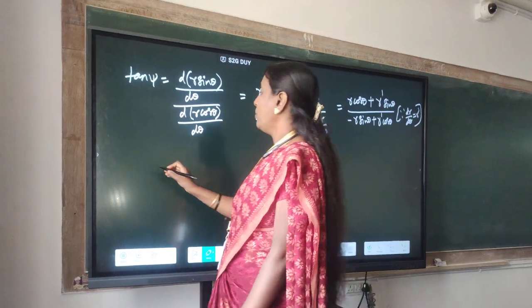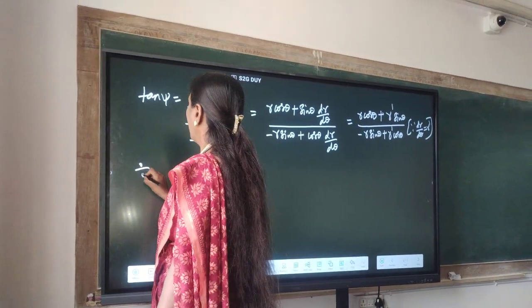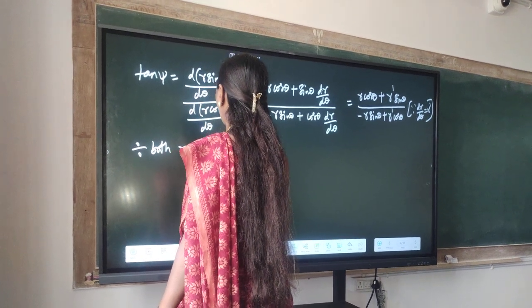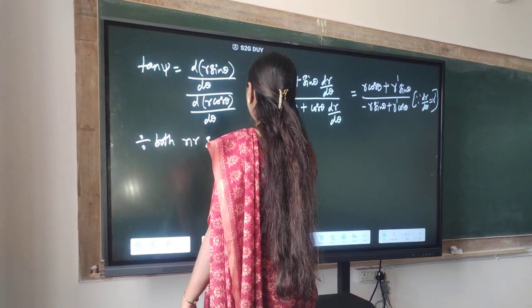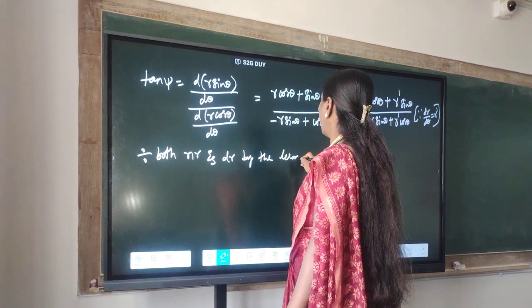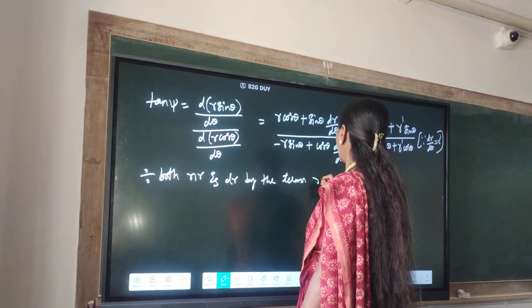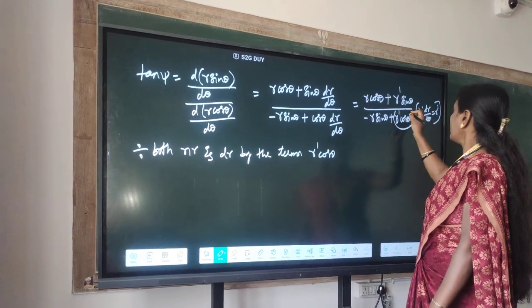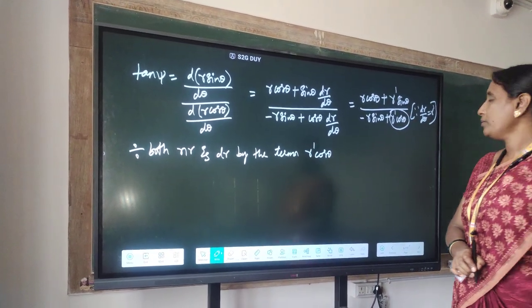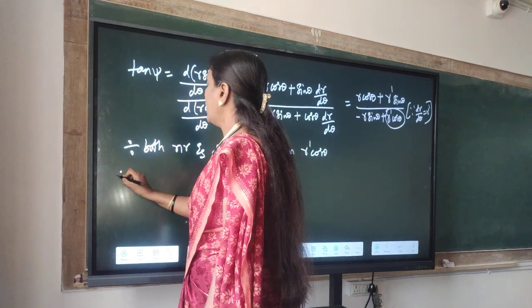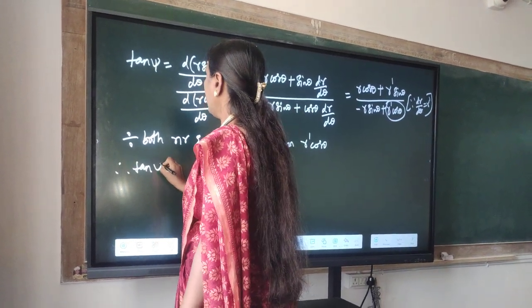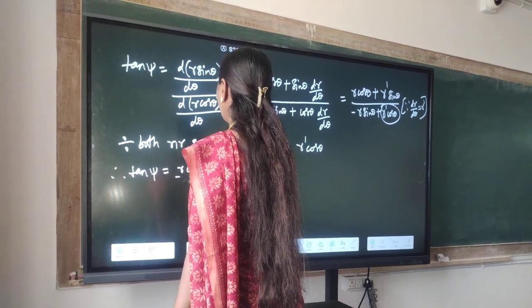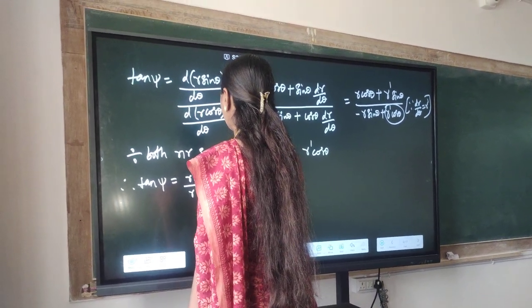So now divide both the numerator and denominator by the term R dash cos theta. See, this is the term I am concentrating on. I am dividing each and every term of the above equation by it. Therefore, tan psi equals R cos theta divided by R dash cos theta.